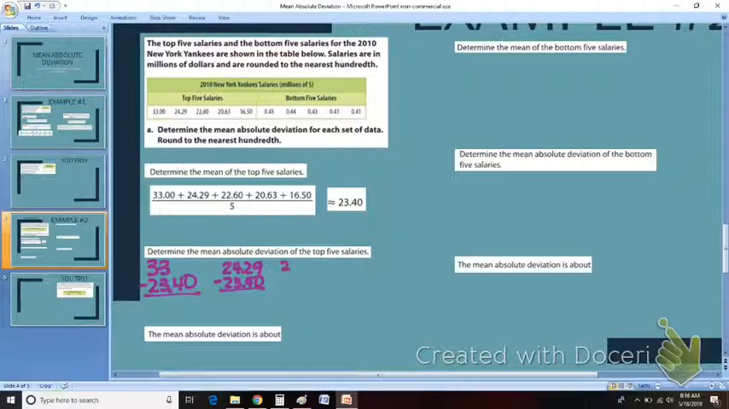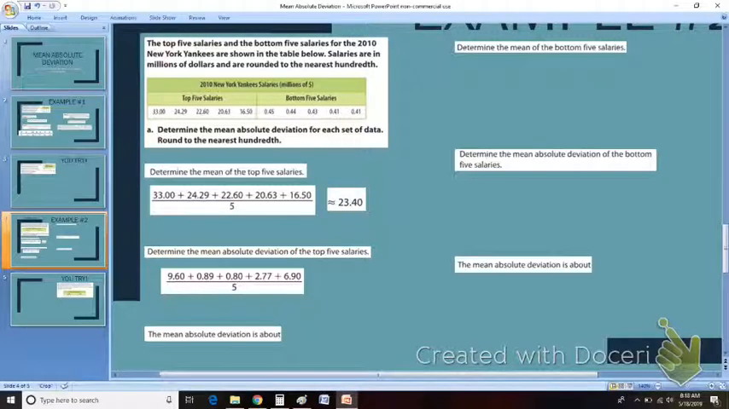Let's see. 23.40 minus, where am I at? 22.60. You're going to do it. Make sure you do it to all 5. You've got to find the difference. Okay, go ahead. You can pause the video if you want to write all this down, but what I'm showing you now is just the setup. Okay, so you're going to subtract your data from the average that we just got of 23.40 for all 5.